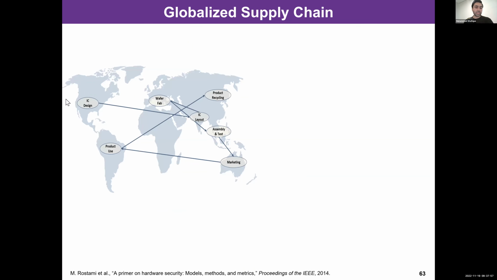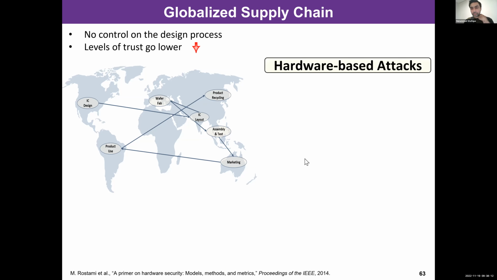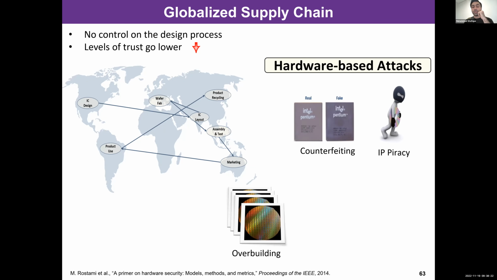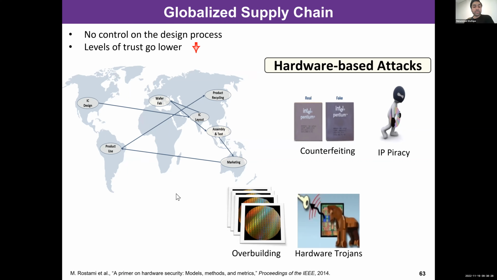This graph, for example, shows where most of these services are provided: IC design in the US, and the wafer fab machines from ASML. Most of the fabrication is done in China, and then testing and other steps are done in other countries. So the hardware attacks that we typically see are counterfeiting, which means making a fake chip, and IP piracy, stealing the IPs. Overbuilding, where someone is excessively producing without telling the vendor, and hardware trojans, which insert fake circuits inside your actual logic. Reverse engineering is also a way to learn the circuit of your chip and then do all the above attacks.